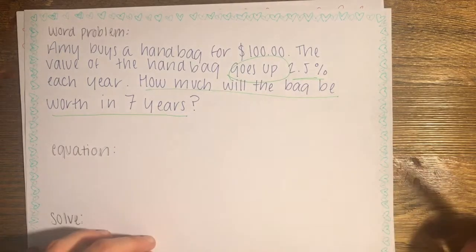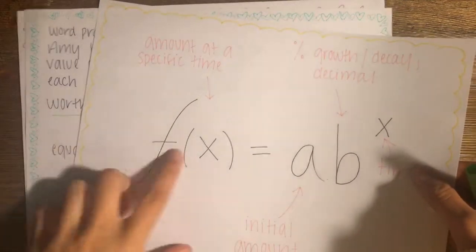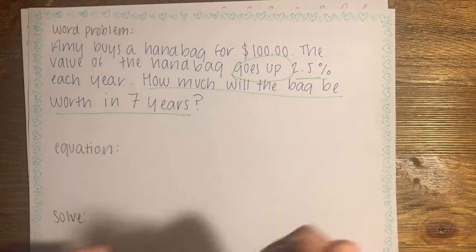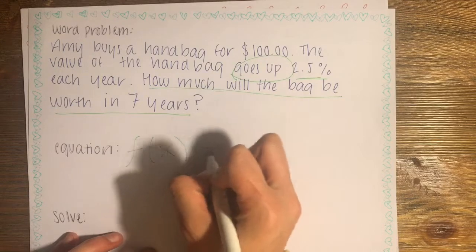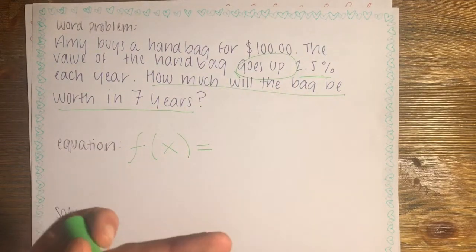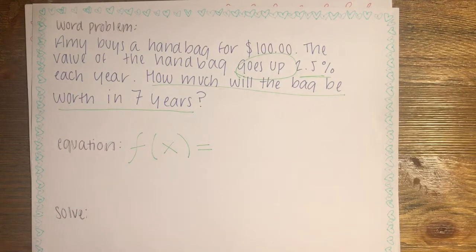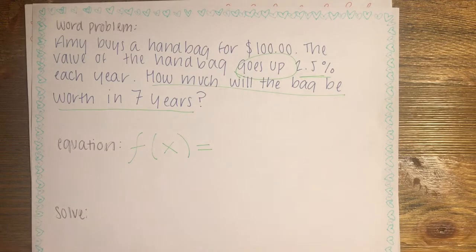So it's asking for the amount at a specific time, and if we go back and look at our equation, we'll see that amount at a specific time is here. So we're going to be solving for f of x. So go ahead and write that. F of x equals, or y equals, and don't forget to include that. Every equation, even if you're not solving for that, is going to need to include that because it's not an equation without a y equals or an f of x equals. So even if you know it in your head that that's what you're solving for, make sure you write it down because it's asking for an equation.